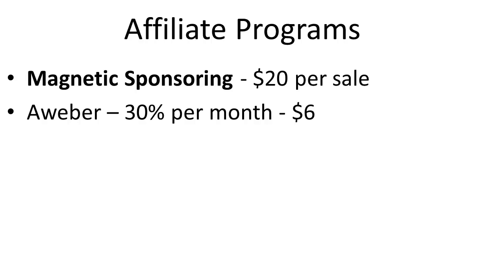Okay? The different affiliate programs that we use, the only ones that are really mentioned in the email are magnetic sponsoring. The ebook, you get $20 per sale anytime one of your prospects purchases the magnetic sponsoring ebook, which we highly recommend. And Aweber itself also pays a 30% monthly commission, which comes out to about $6 per user per month if you refer your leads as they sign up in the system and go back and set up their own Aweber account. You'll also earn a monthly residual off of that.